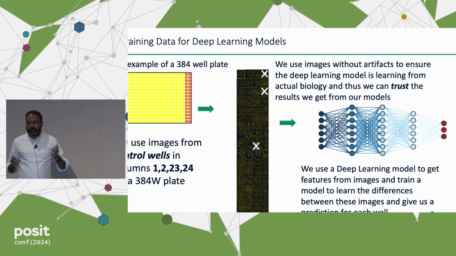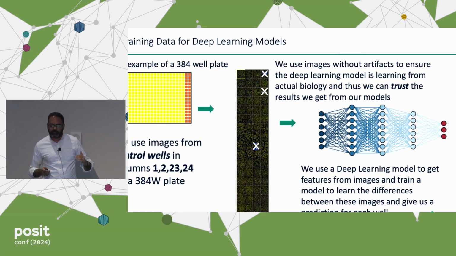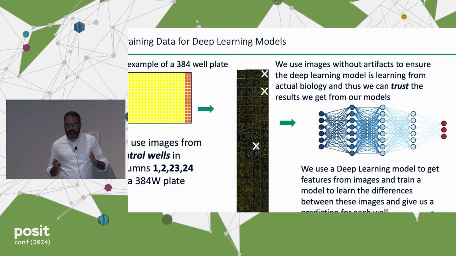So we basically use deep learning models to get the features from these images and then train a model to learn the difference between the different images and then give us a prediction for each well in the sample region, which is all the yellow in the middle. On the left and the right are the controls like M0, M1, and M2. And in the middle are sample wells, where you don't know what's going on, but we add compounds to them and perturb them. Then we try to see whether it mimics the controls on the left or the right. That way we generate a prediction from our deep learning models.